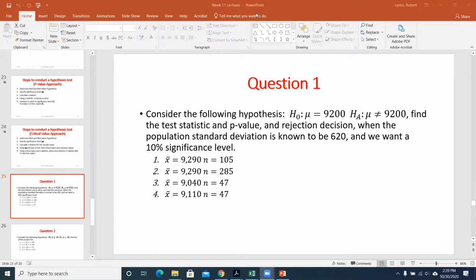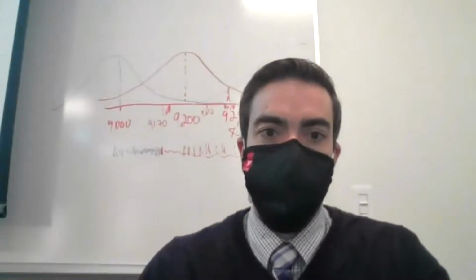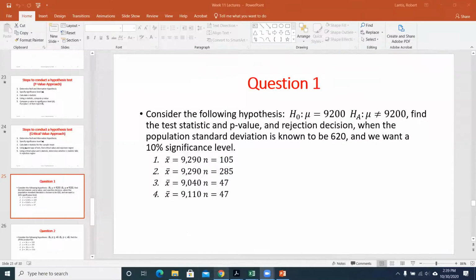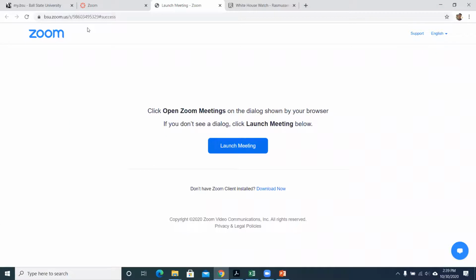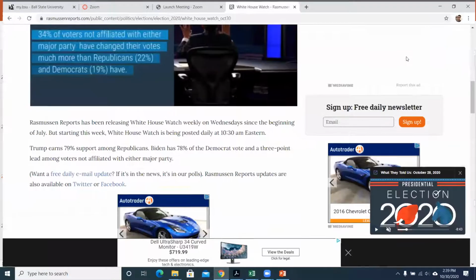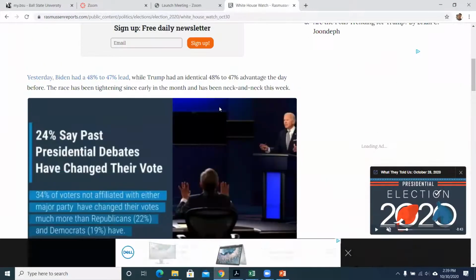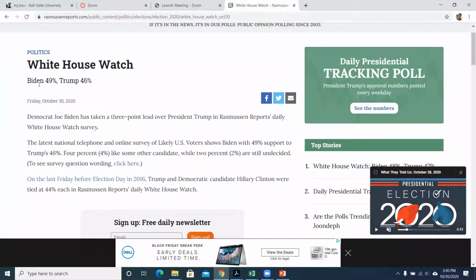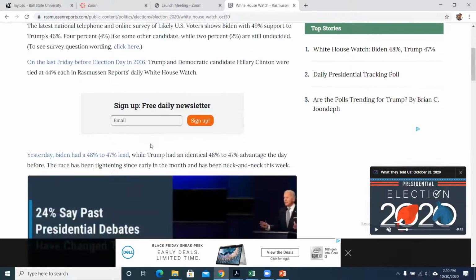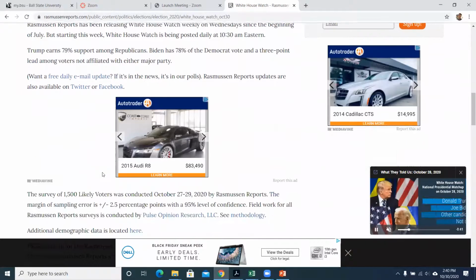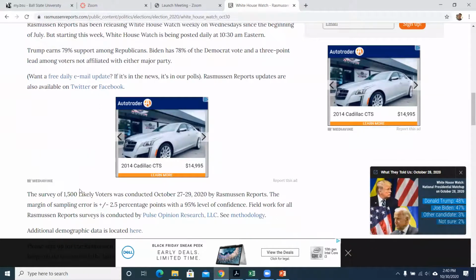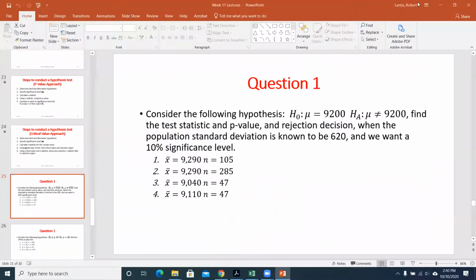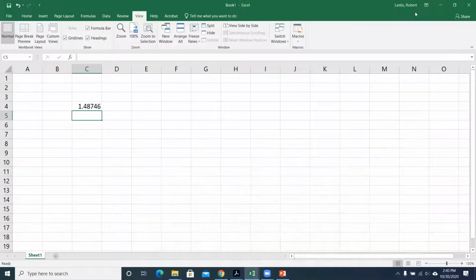So let's say, I didn't want to do that. I wanted to go to here. Let's say I'm interested in predicting the upcoming election, right? This was today's. It looks like Biden's at 49%, Trump's at 46%. So I'm going to use this sample evidence, and I think it says the sample size down here should be 1,500 people. So maybe I want to predict the upcoming election.